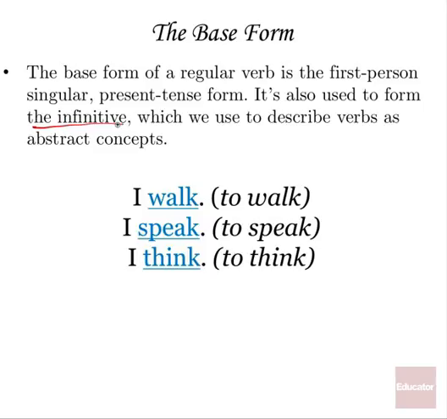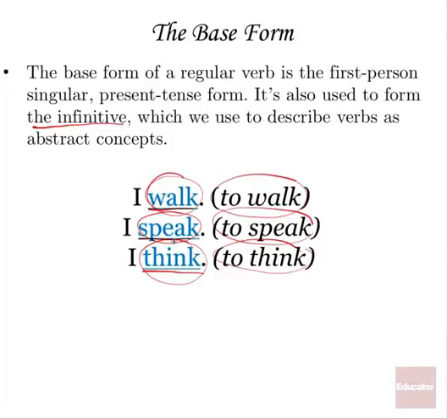Let's look at some examples. I walk. The verb here is to walk, and the base form is walk. I speak. The infinitive is to speak, and the base form is speak. I think. The infinitive is to think, and the base form is think. Seems pretty simple, right? Well, we're going to build on it.